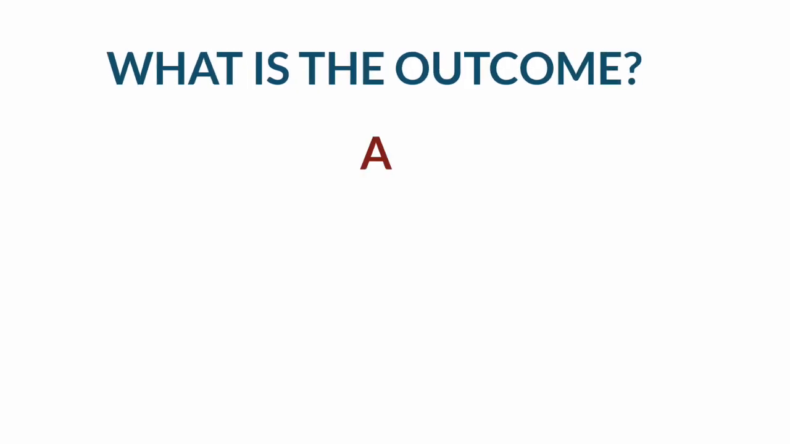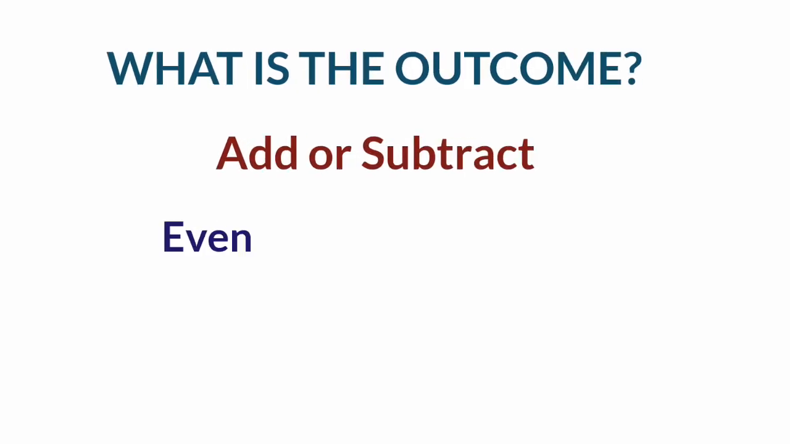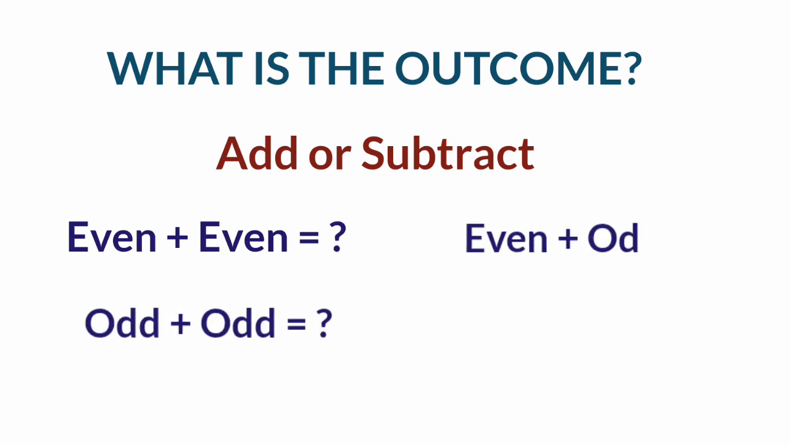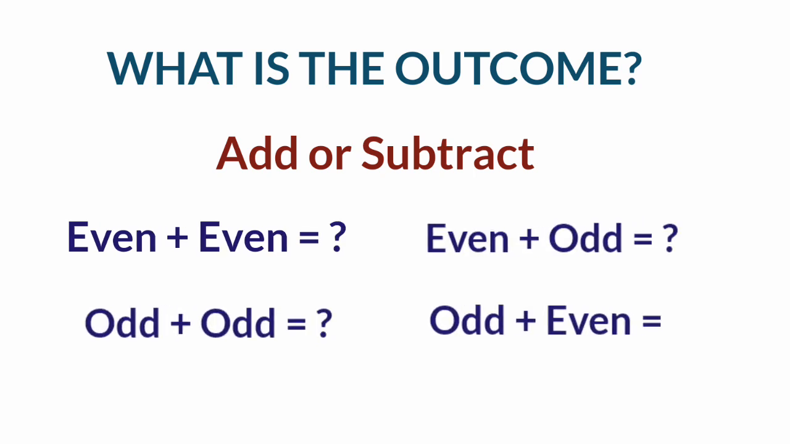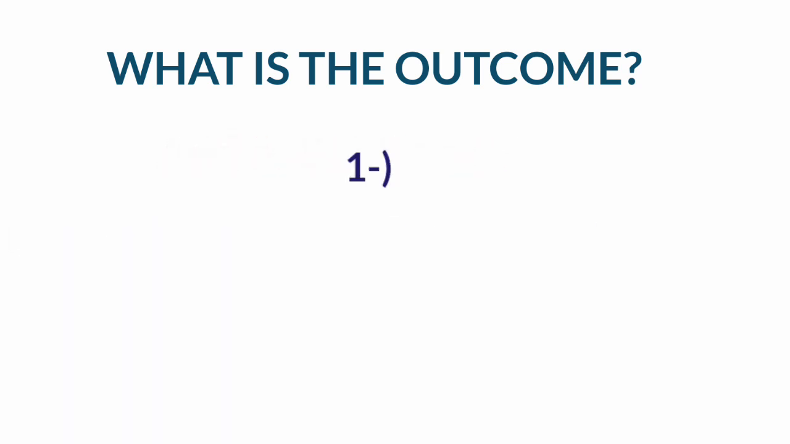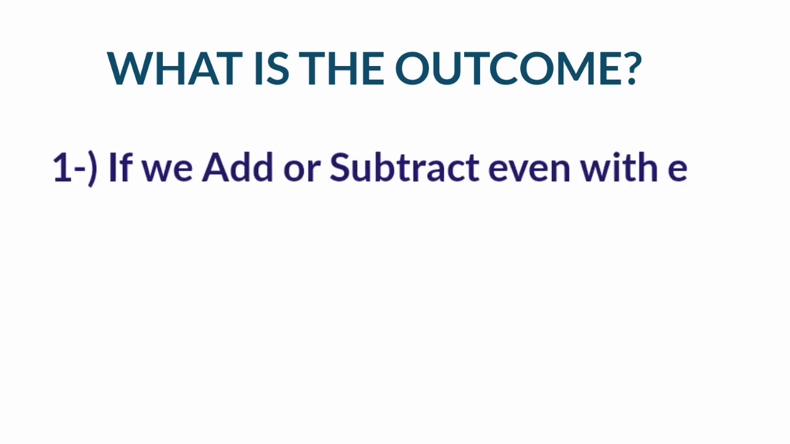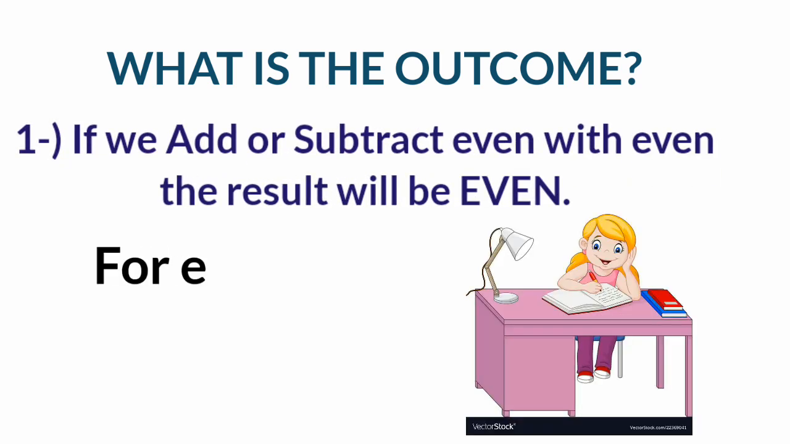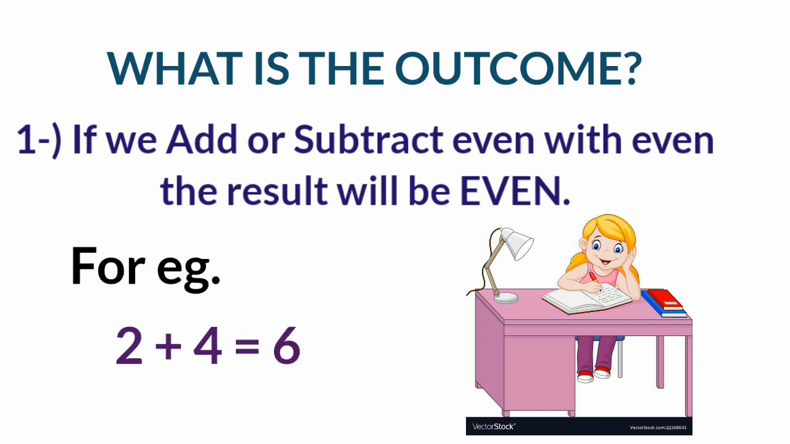Do you know, friends, what is the outcome when we add or subtract an even number with an even number, an odd number with an odd number, or even with odd, or odd with even? Let's check out. First, if we add or subtract even with even, the result will be even. For example, 2 plus 4 equals 6. 2 and 4 are both even and the result is also even, that is 6.